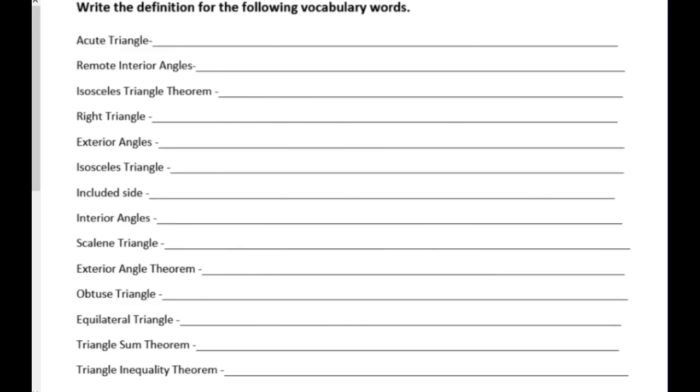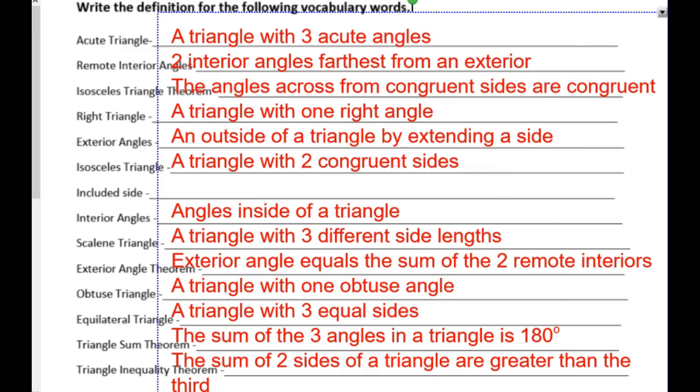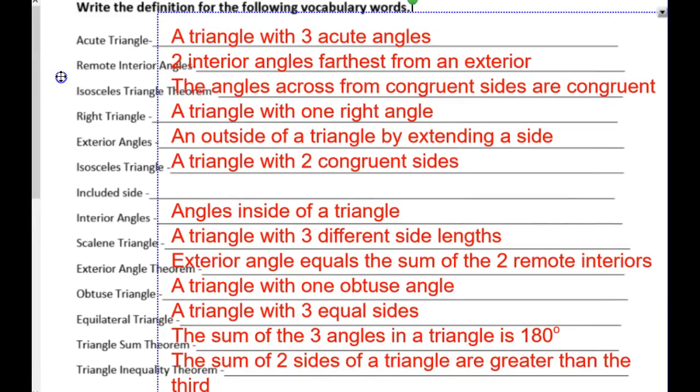Okay, this last part is a bunch of vocab, which took me a second to get this formatted. One second, and I think I've got it now. Okay, so acute triangle is a triangle with 3 acute angles. Remote interior angles are the 2 interior angles farthest from an exterior angle.